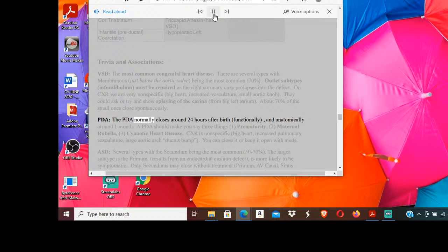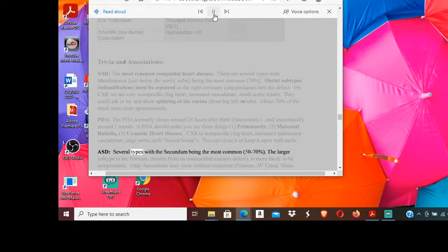PDA. The PDA normally closes around 24 hours after birth, functionally, and anatomically around 1 month. A PDA should make you say 3 things: 1. Prematurity, 2. Maternal rubella, 3. Cyanotic heart disease. CXR is specific: big heart, increased pulmonary vasculature, large aortic arch, ductus bump. You can close it or keep it open with meds.